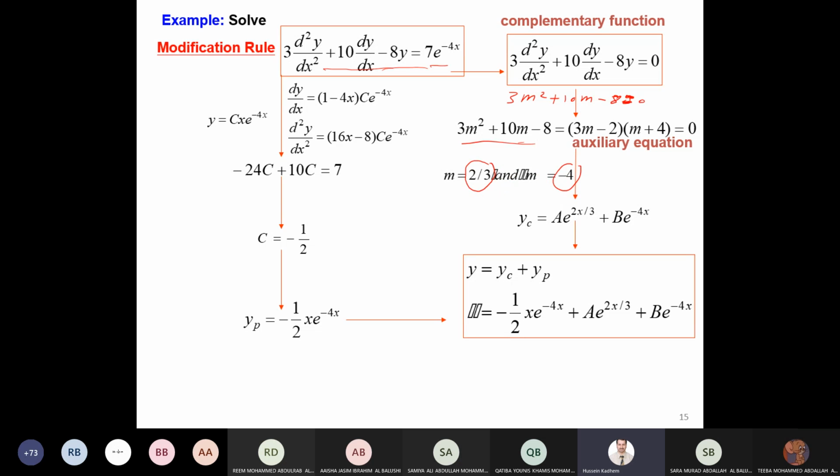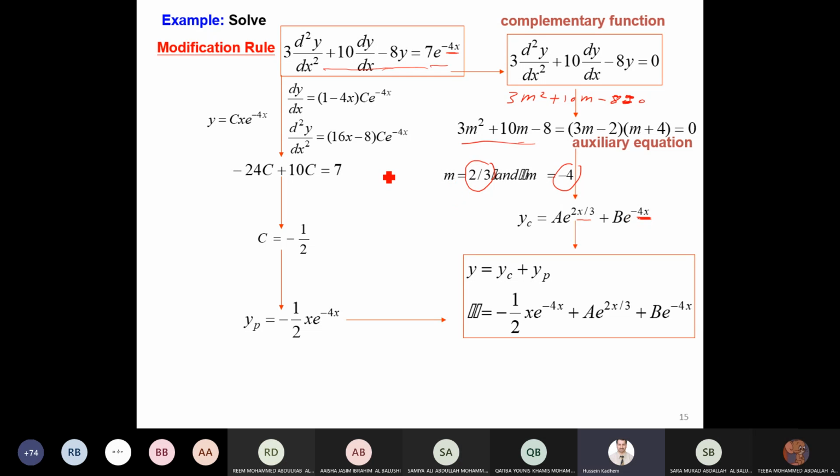I will write the complementary solution. Have a look. a exponential 2 over 3x and b exponential minus 4x. Until this point I completed the complementary part. Done. Now before I go for the particular, I check here. Here I have exponential minus 4x. But here also I have exponential minus 4x. Oh, there is similarity, I need modification.